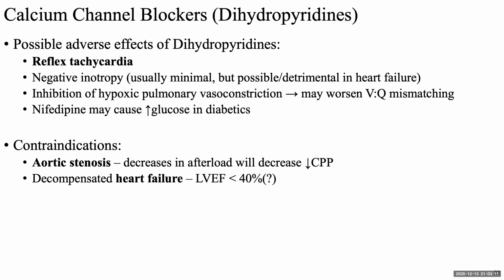So again, contraindications to these dihydropyridines, these vasodilating calcium channel blockers, is, again, aortic stenosis. Be very careful with causing a drop in afterload because that will in turn cause a drop in your coronary perfusion pressures. And also, you want to be careful in decompensated heart failure. I couldn't find a hard cutoff here, but if patients have an ejection fraction that's less than 40%, maybe, it's a situation where you'd want to think twice about using one of these.